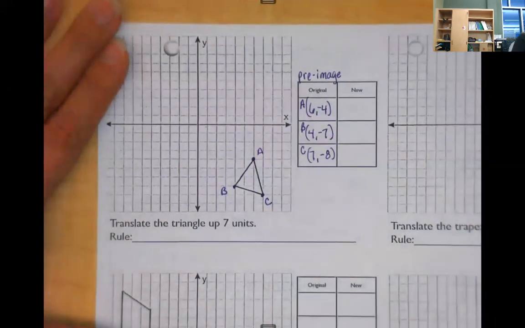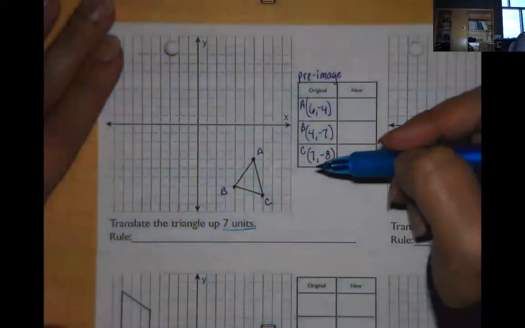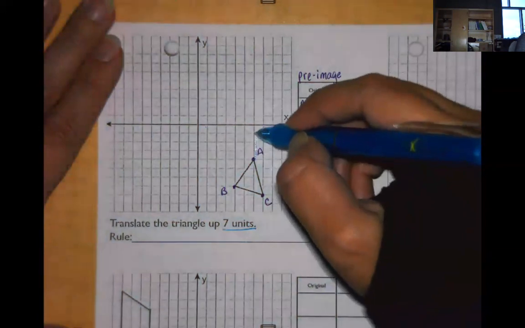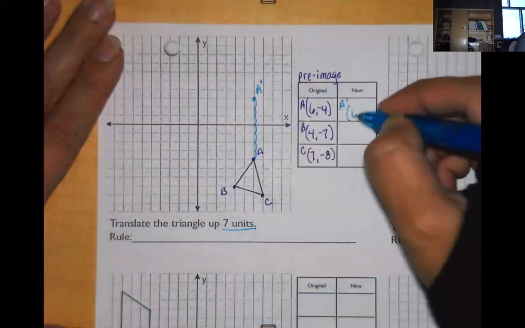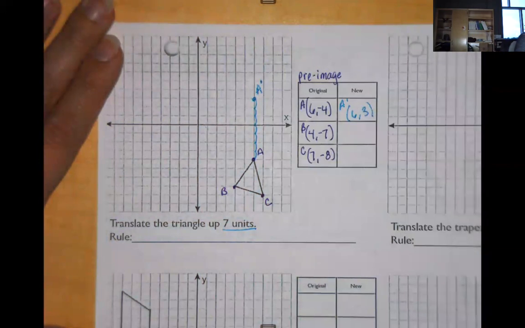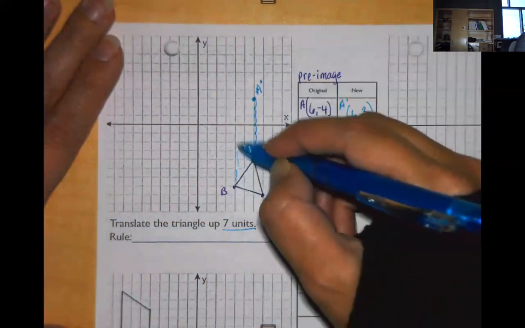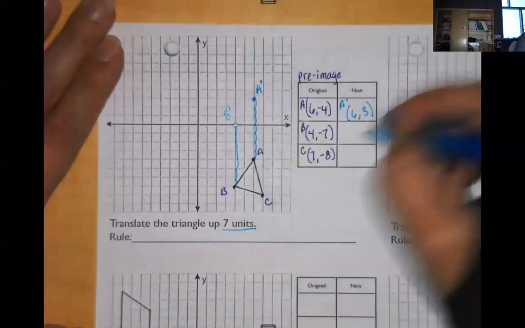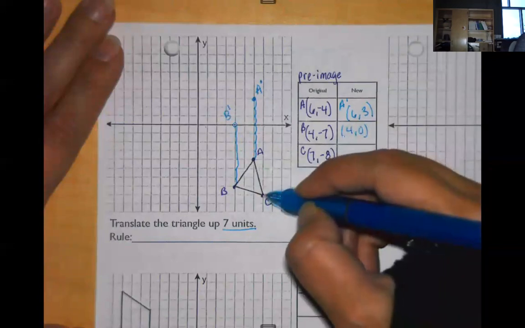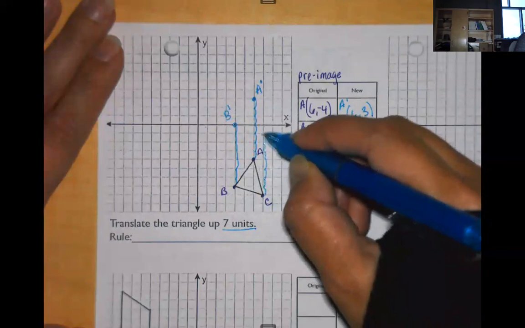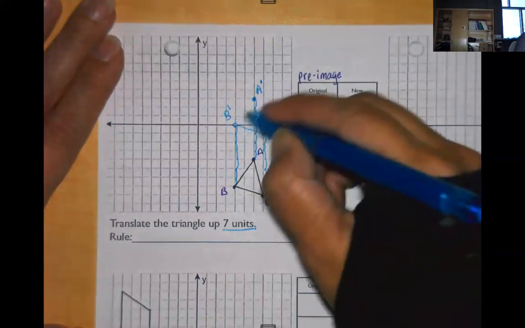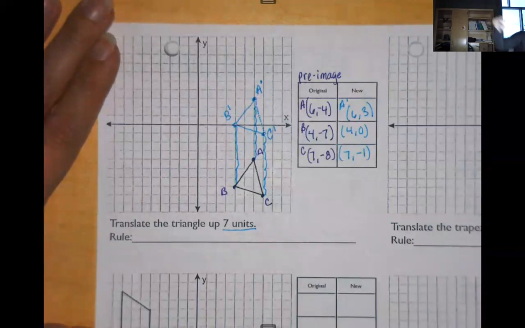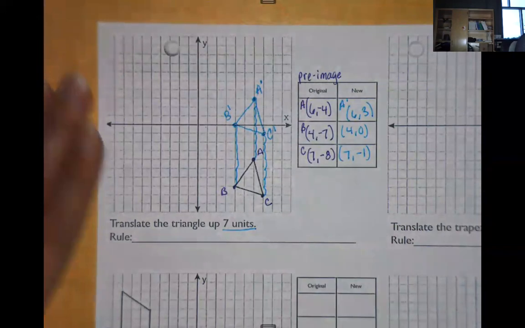Now it's asking us to move it 7 units up. So what we're going to have to do is we can just count 1, 2, 3, 4, 5, 6, 7. And this is A prime. So now we are at 6, 3. Same thing here, 2, 3, 4, 5, 6, 7. B prime is at 4, 0. C prime, 1, 2, 3, 4, 5, 6, 7. C prime is at 7, -1. And we can connect the dots. And again, that triangle is exactly the same. It is still maintaining all of those key features.